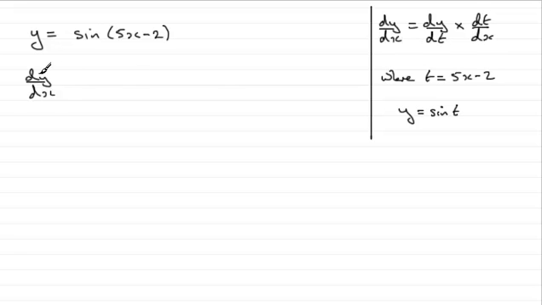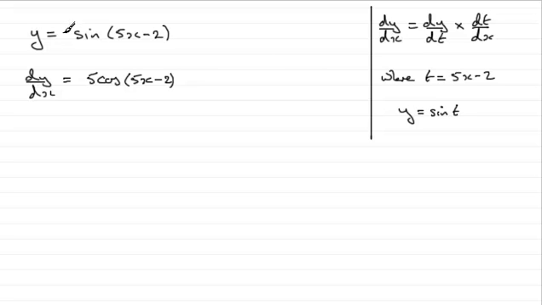So when it comes to finding dy by dx for the sine of 5x minus 2, we've got to do dy by dt first of all. Well, y equals sine t, and we should know that if y equals sine t, dy by dt is going to be cosine t. So we could write cos of t here, but remember t is 5x minus 2. And then we need to multiply this by dt by dx, and dt by dx is going to be simply 5. So we could multiply this by 5, but really it's best if we put constants in front of trig functions. So we'd get 5 cos of 5x minus 2.